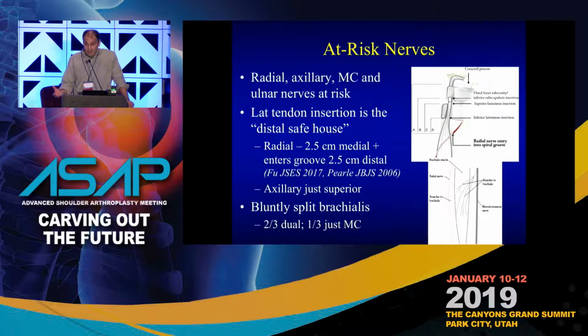So there are a lot of nerves at risk when you're doing this surgery, and the bottom line is it's every nerve. When you're going through the front, it's the radial, axillary, and musculocutaneous nerves at risk, and then you add the ulnar nerve when you actually go in the back.